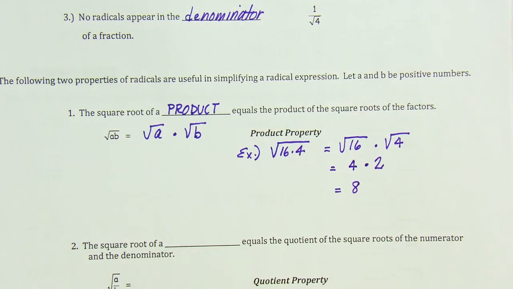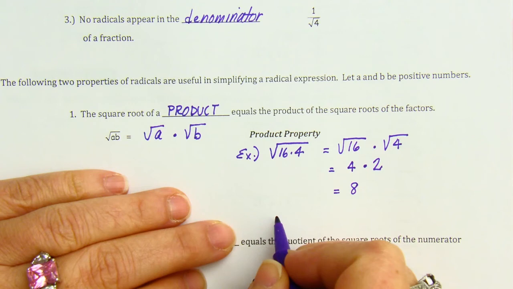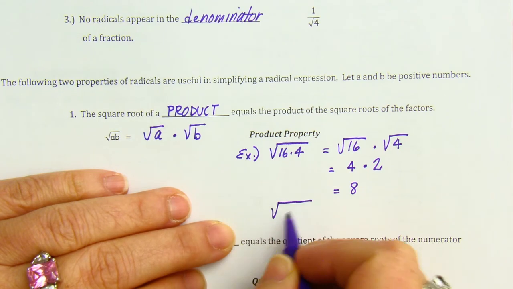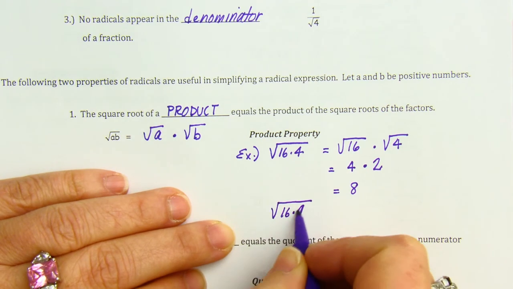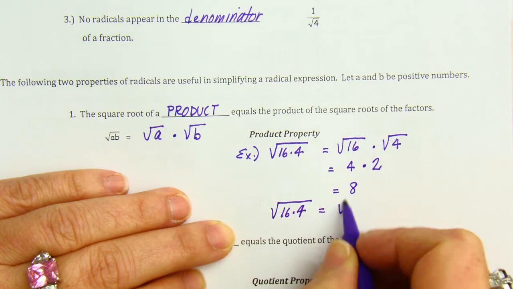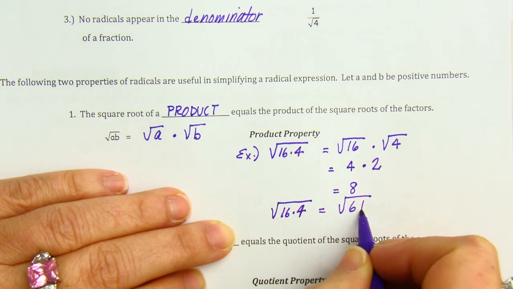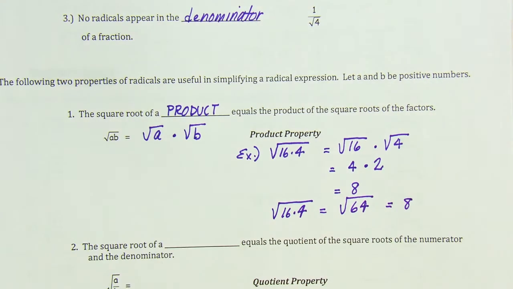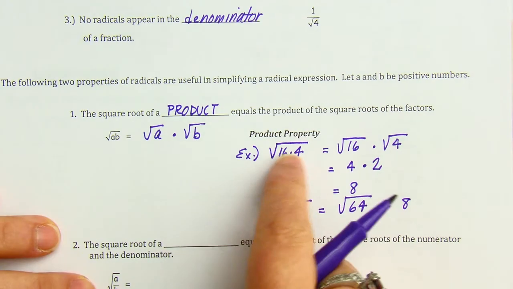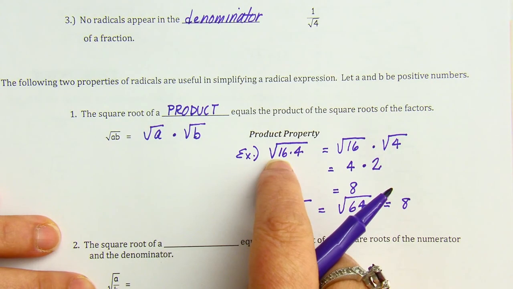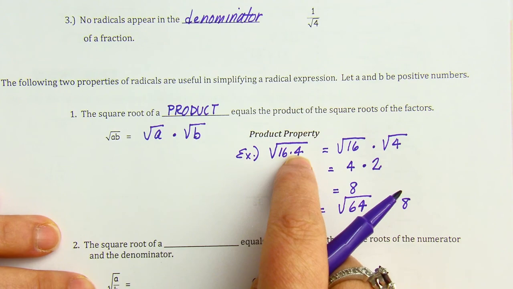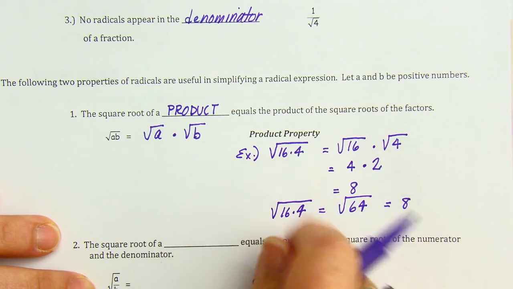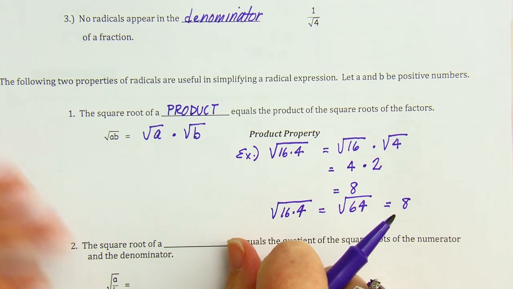Now, had I just left it, square root of 16 times 4, and said, well, that's the square root of 64, I'd get the same answer of 8. So that's why the product property works. But again, sometimes these numbers are big. You know, this could be a 25 and this could be a 6. You don't want to multiply that together and then try to simplify it later.